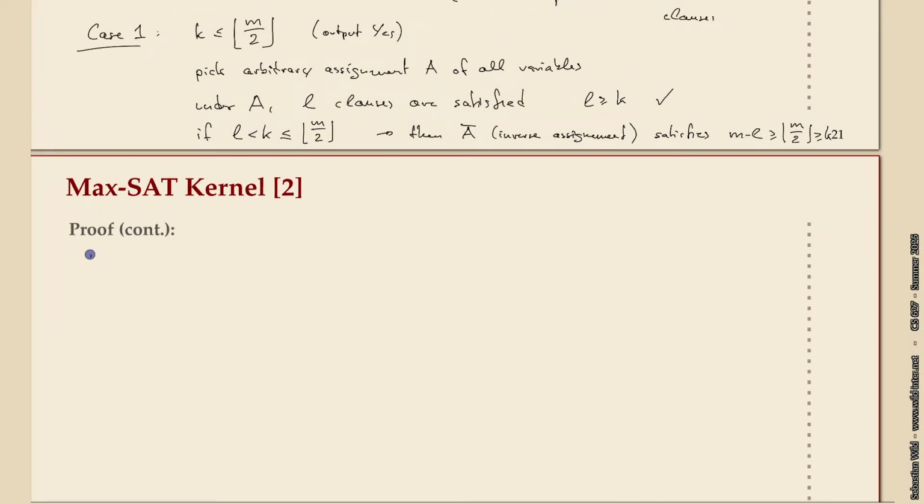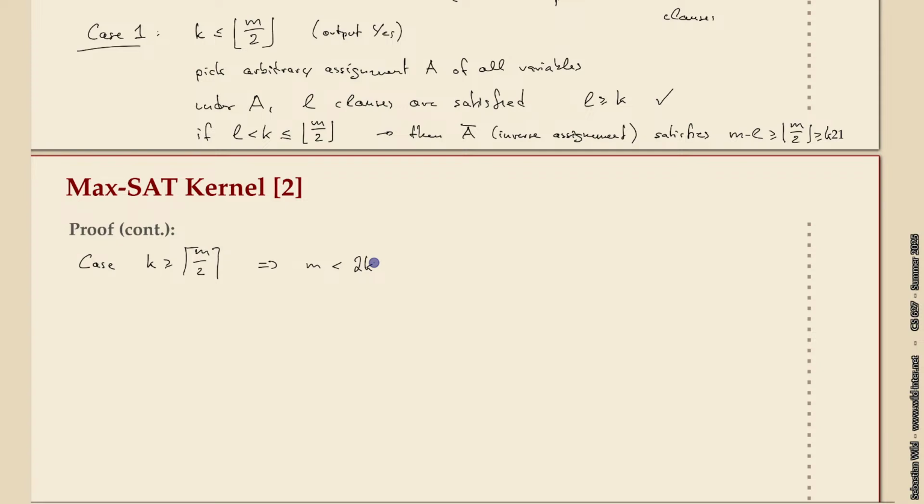So as a second case, K is at least m half rounded up. And so can we use that somehow? Well, you can just turn it around to bound m. The number of clauses then can't be too large in terms of K, right? Then m is strictly less than 2 times K, just because of the rounding.